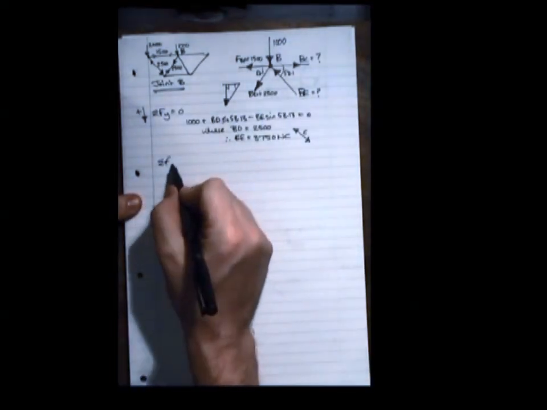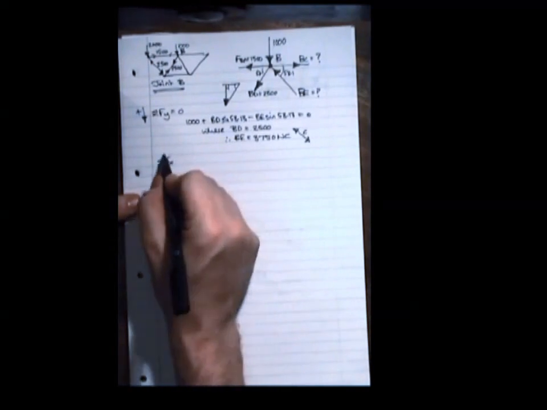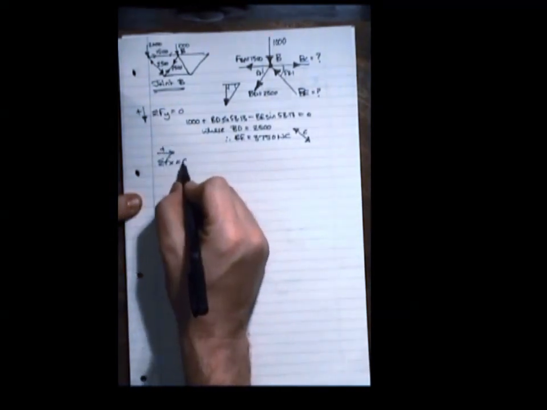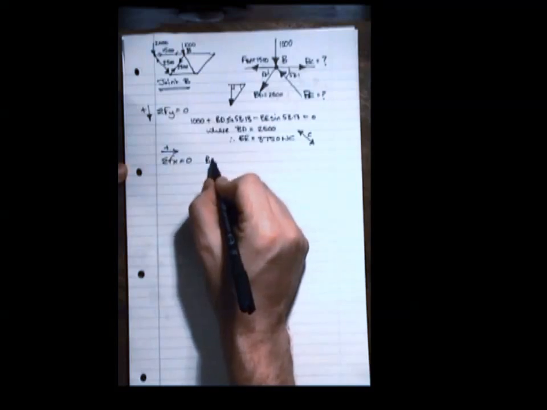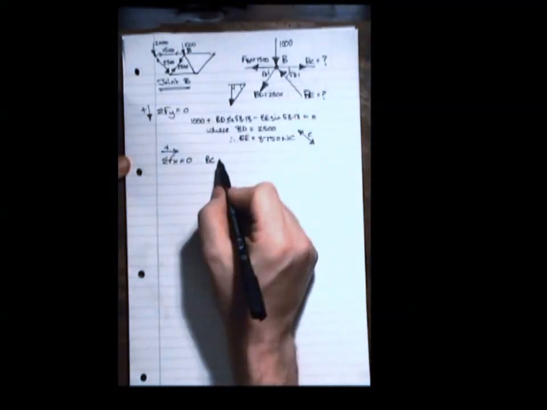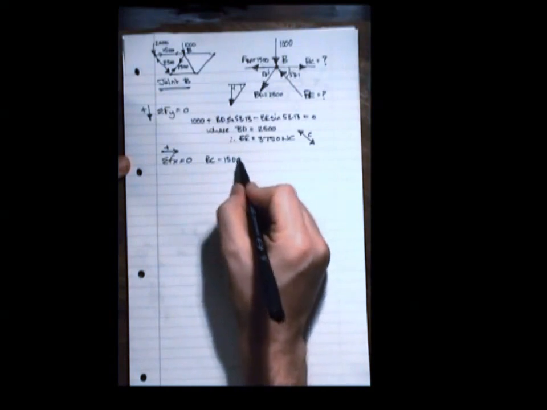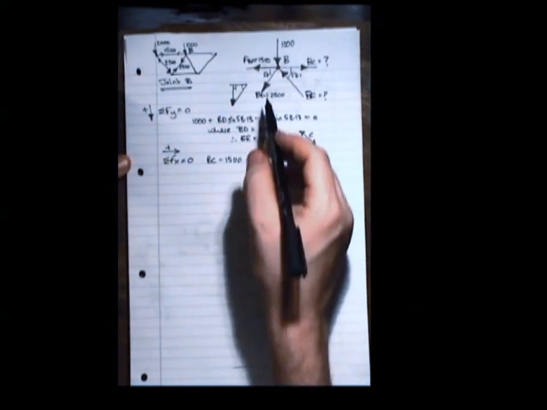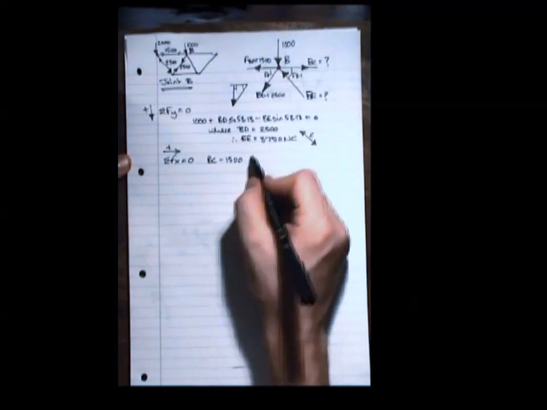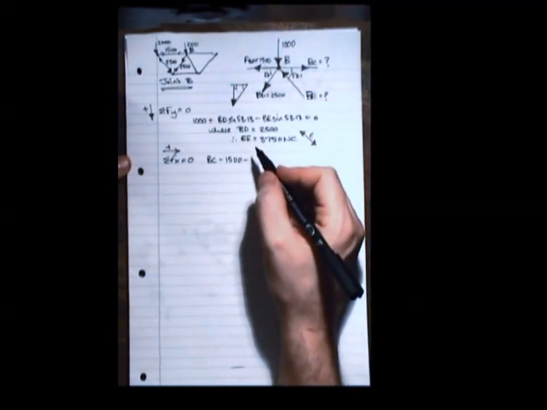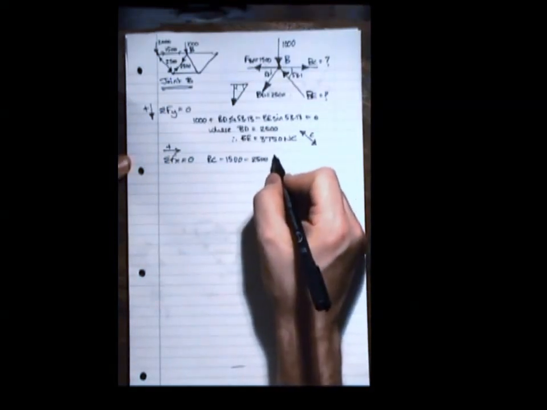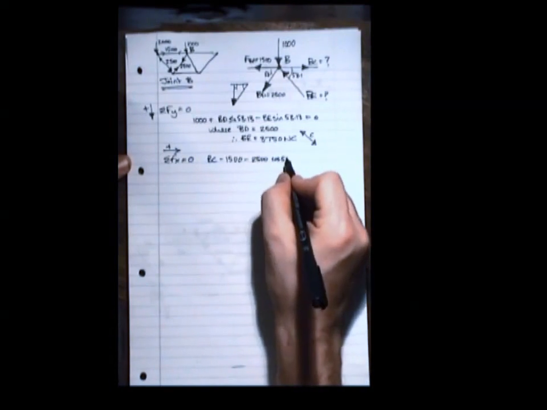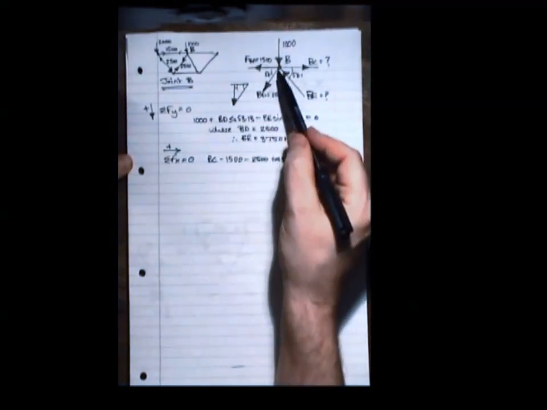Next, we look at the sum of forces in x direction, where we say everything going that way is going to be positive. What have we got? We've got FBC going the other way. We've got BA 1,500. We've also got this BD going to the left, 2,500 multiplied by cosine 53.13.